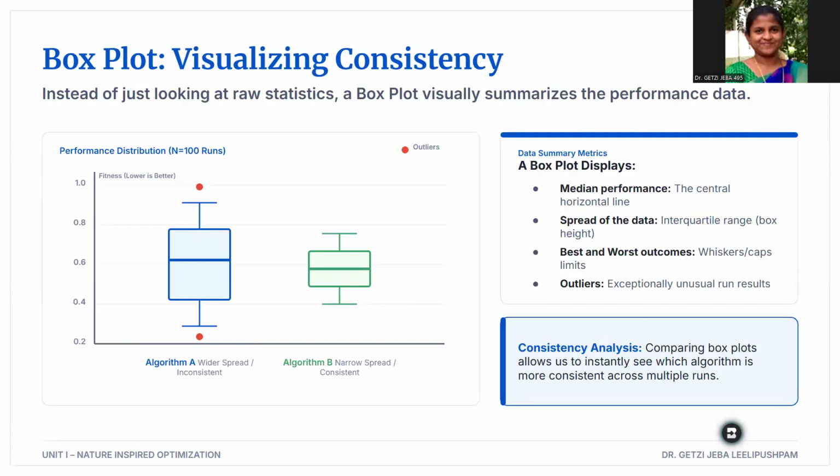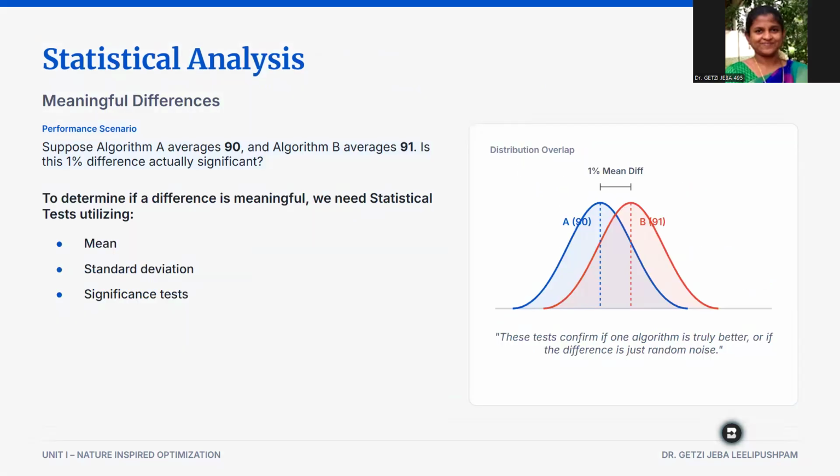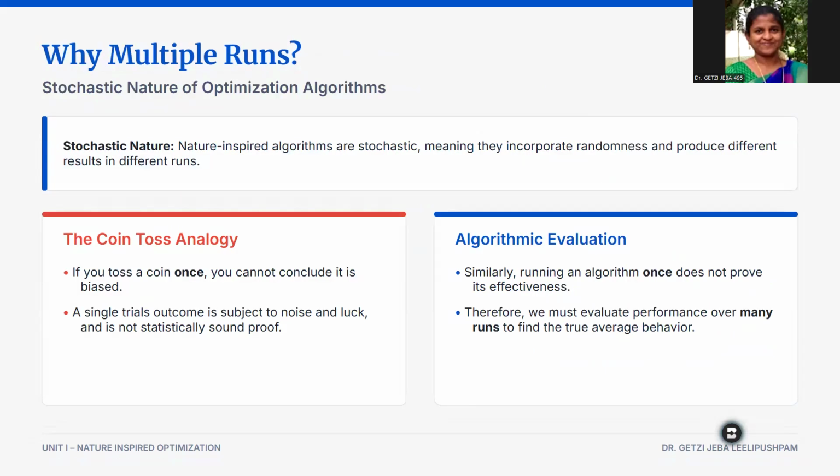You can even visualize using box plots. Box plots give you the median performance, the spread of the data, and the minimum and maximum outcomes. They also show you if there are any outliers. Apart from that, statistical analysis can also be performed: mean, standard deviation, and significance tests.